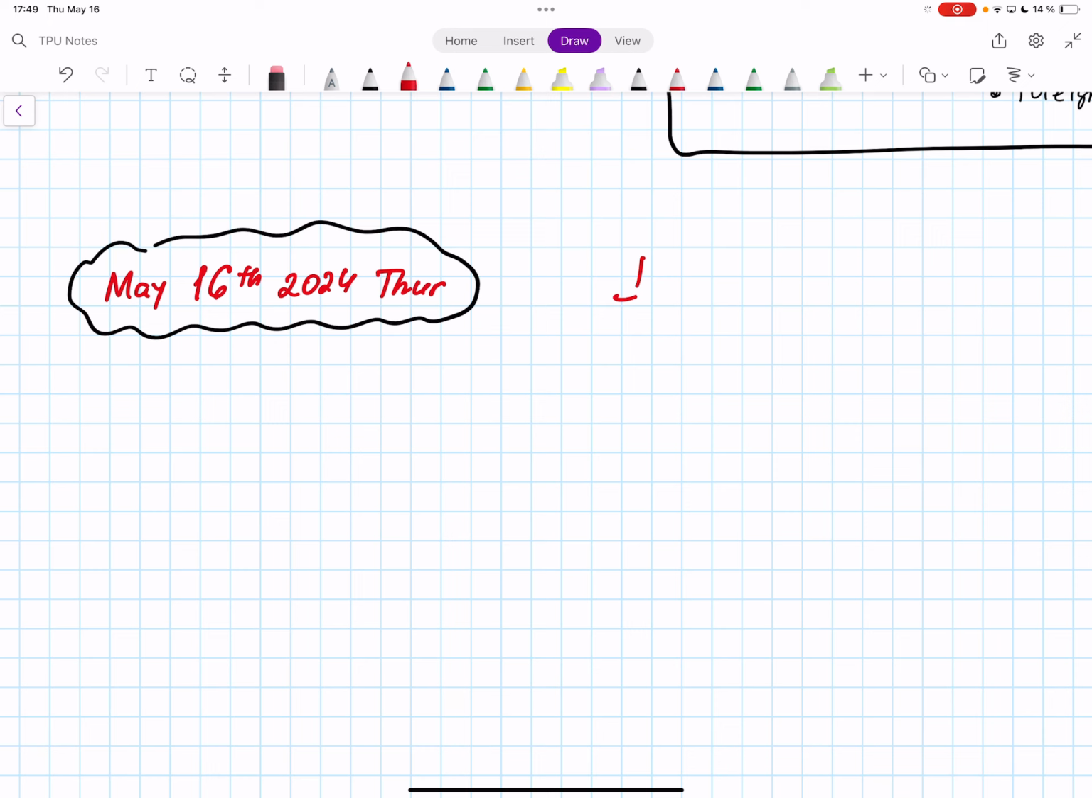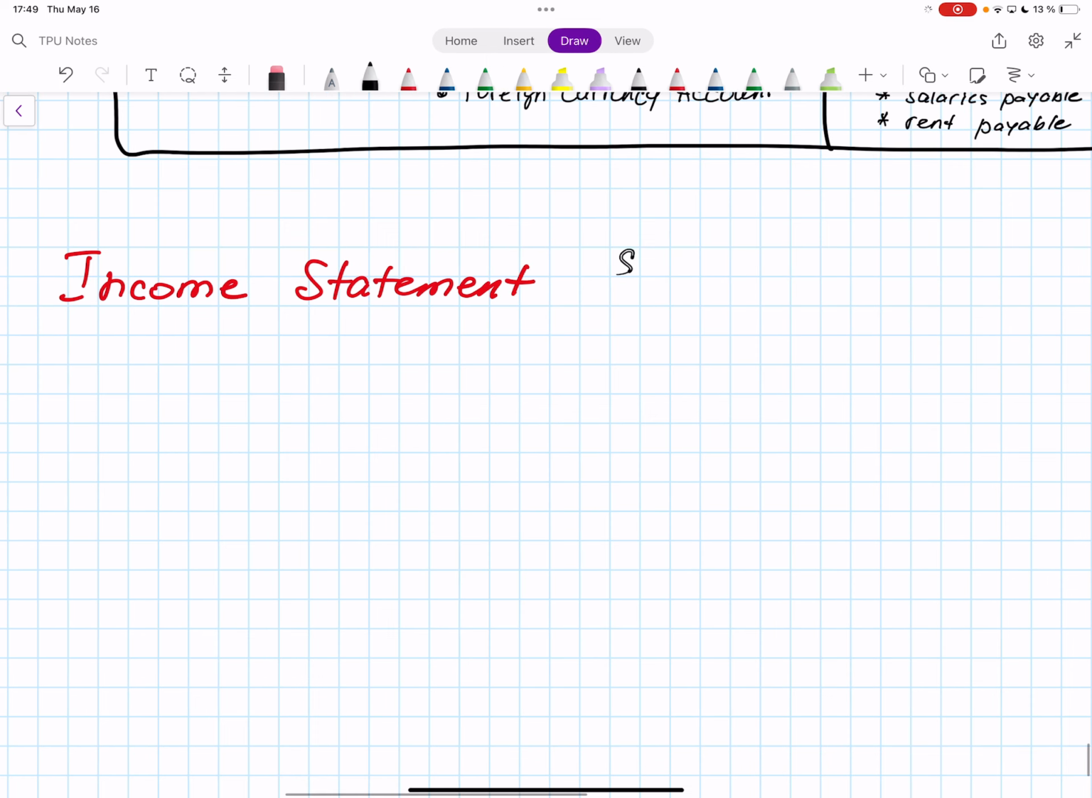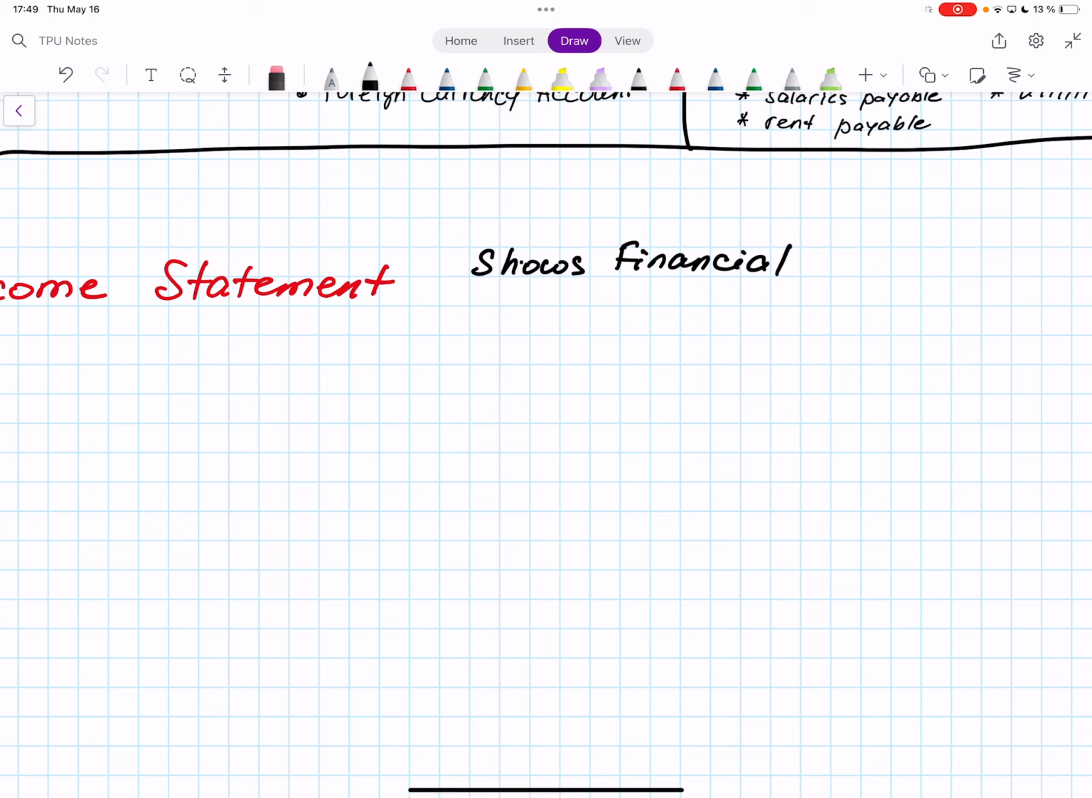Income statement. Okay, the first thing we need to know about the income statement is that it shows financial results. Vladislav, financial, practice it too. Financial results. Shows financial results.